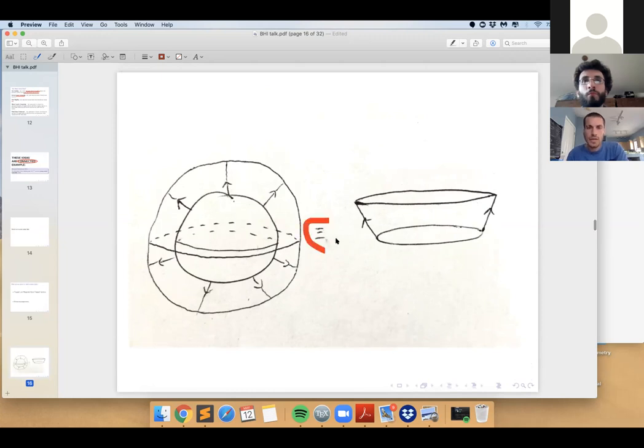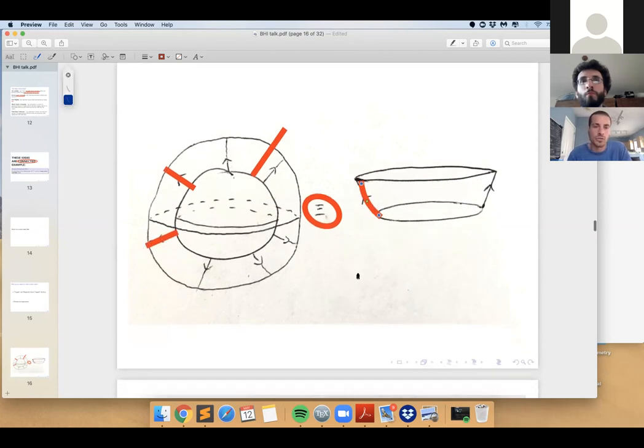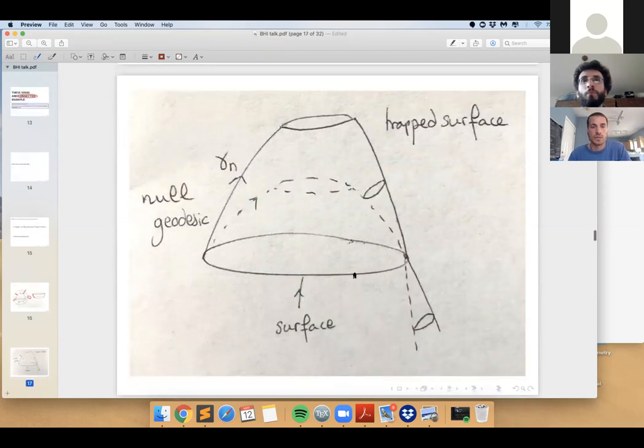I've written this equivalence sign because this is really going to be represented with this picture, right? So this sphere right here is actually this circle because I've collapsed the dimensions, and these null geodesics emanating outwards are actually represented just here. I've just done that to facilitate the drawings. So this is what a trapped surface looks like, right?